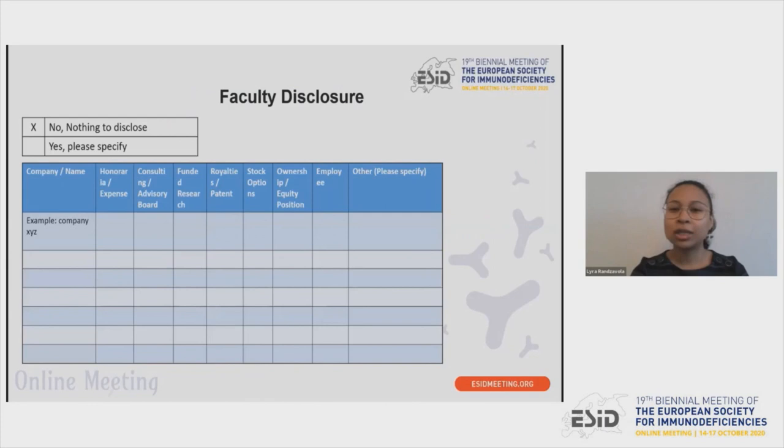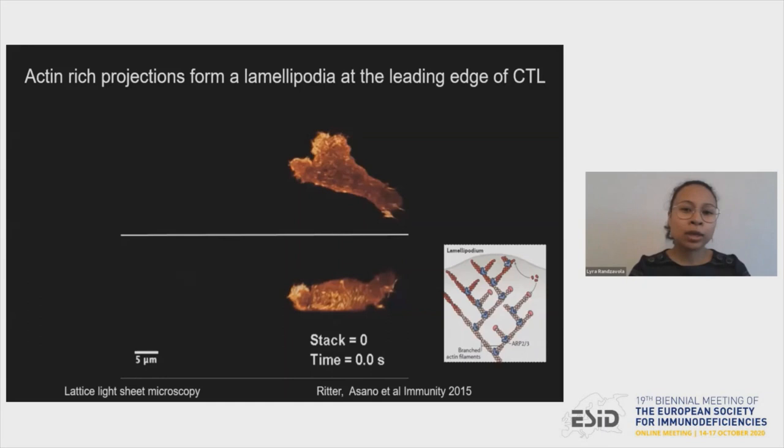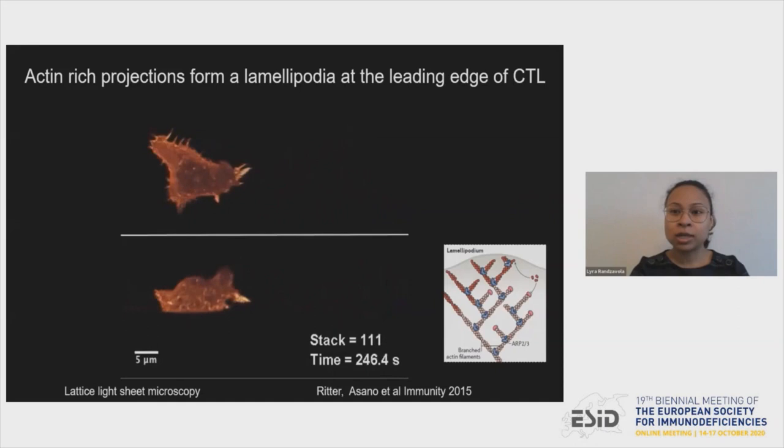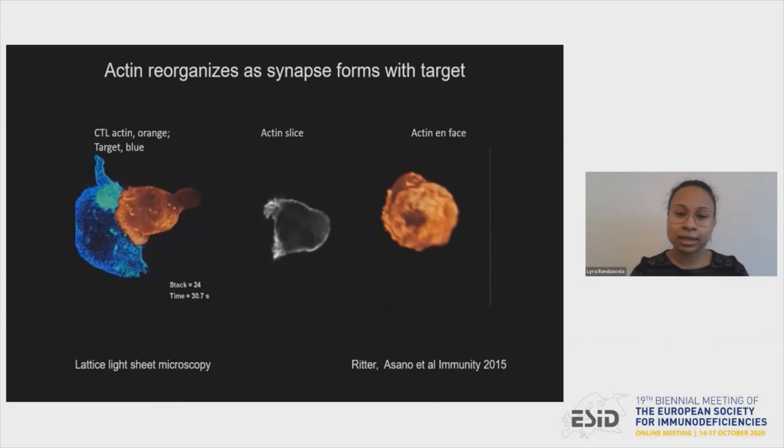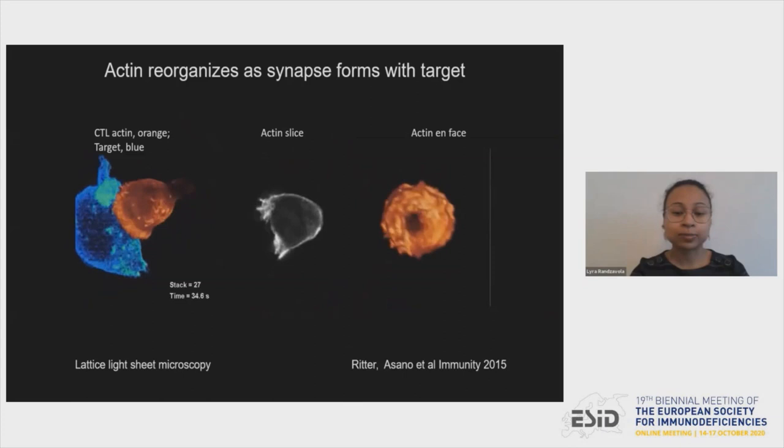The work of our lab has shown that filamentous actin reorganization is pivotal for cytotoxic T lymphocytes, not only for their migration when they are patrolling our body, but also for the recognition of target cells and the specific killing of target cells.